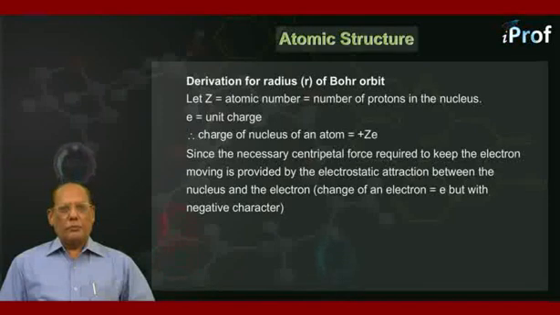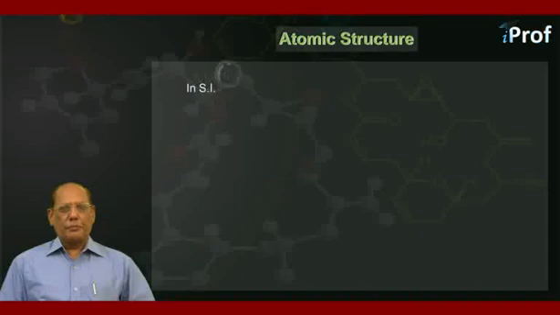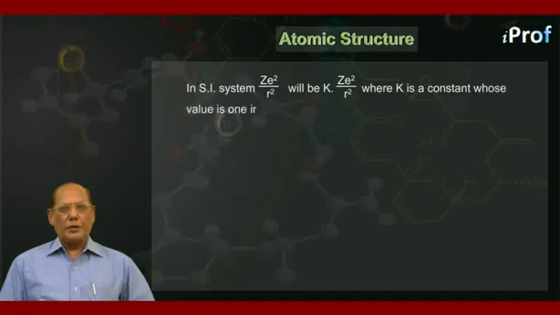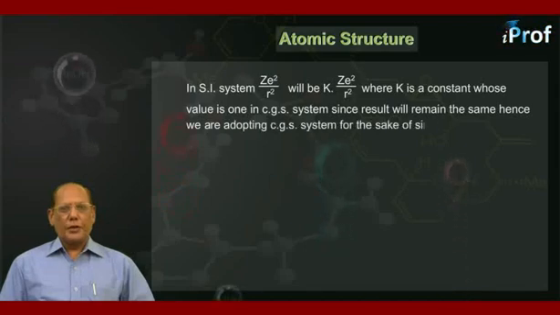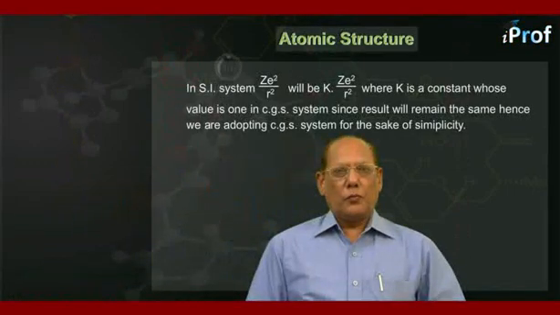So we have Ze square upon r square equal to mv square upon r. In SI system, Ze square upon r square will be k into Ze square upon r square, where k is a constant whose value is 1 in CGS system. Since the result will remain the same, hence we are adopting CGS system for the sake of simplicity. Or we can write Ze square upon r equal to mv square, mark it as equation number 1.